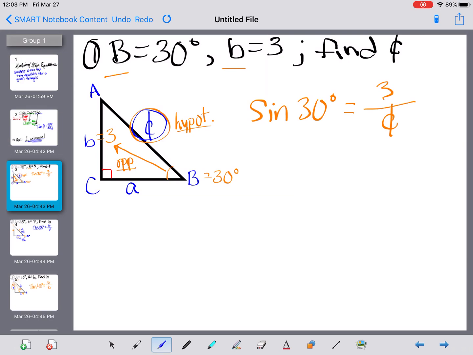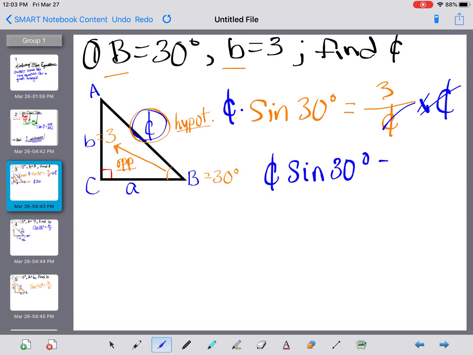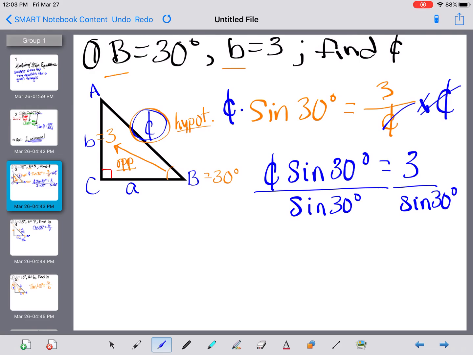First thing you want to do when we see fractions is attack their denominator. We don't want the denominator there anymore, so we're going to multiply both sides by that side c. Those are going to cancel, and we're going to get that side c times the sine of 30 degrees is equal to 3. Now we're going to divide both sides by the sine of 30 degrees. Now that's going to get us our answer, because these cancel, and we get that c is now equal to 3 divided by the sine of 30 degrees.